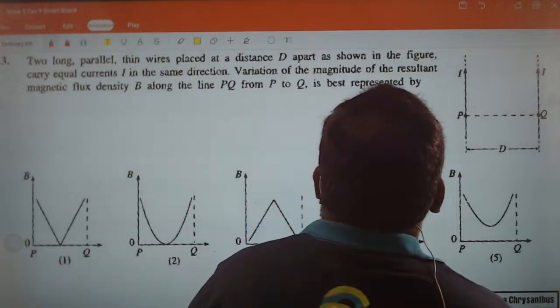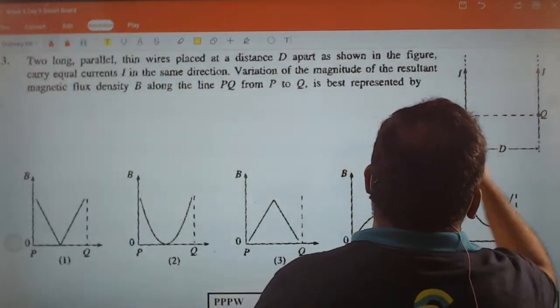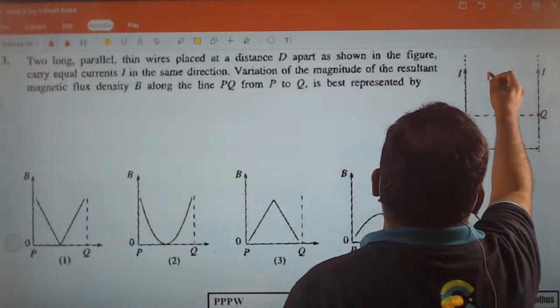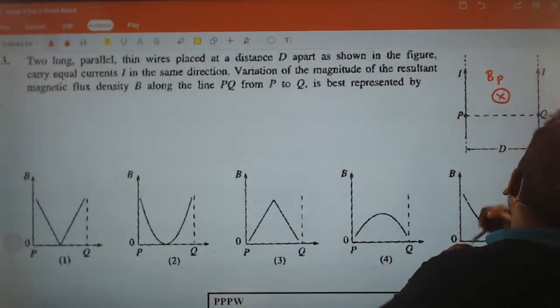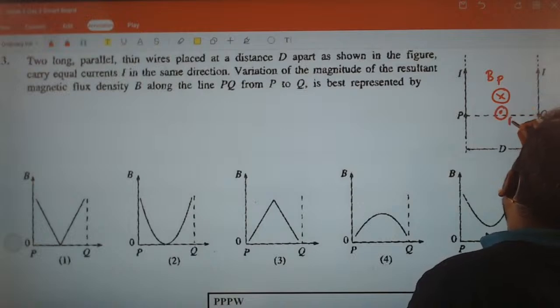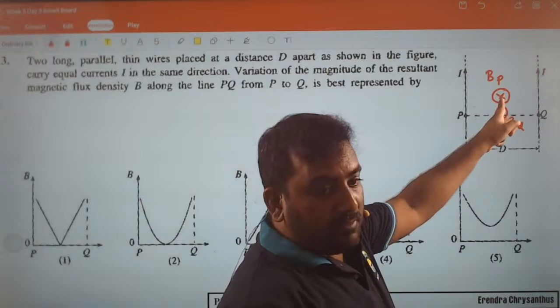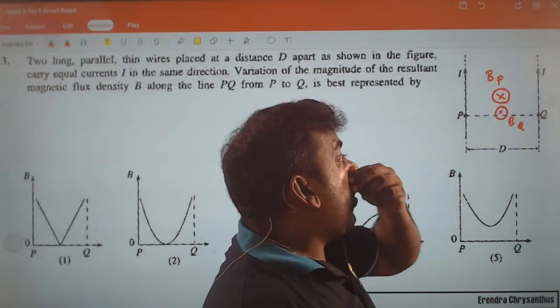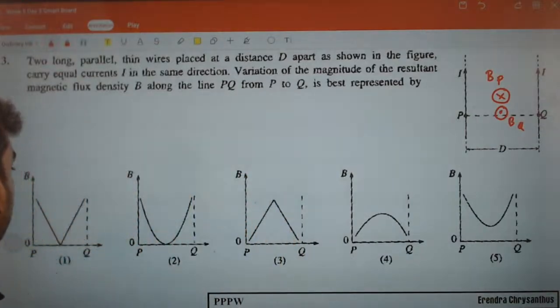In other words, we talk about the magnetic field. Here the magnetic field is inwards due to P. Here the magnetic field is outwards due to Q. So the magnetic field from P inwards and from Q outwards will cancel off. Somewhere in the middle the resultant can be 0.